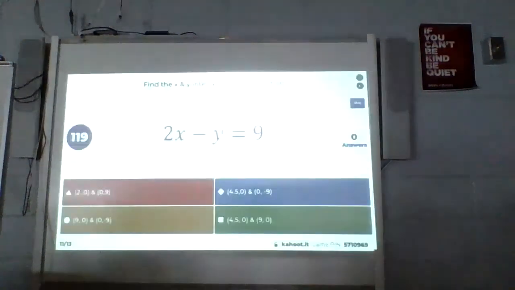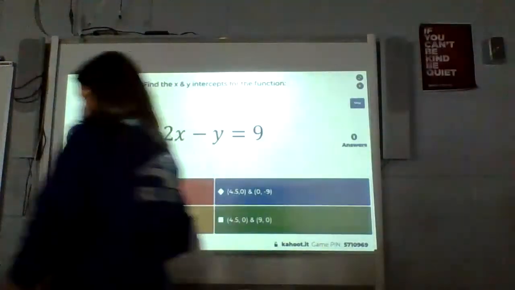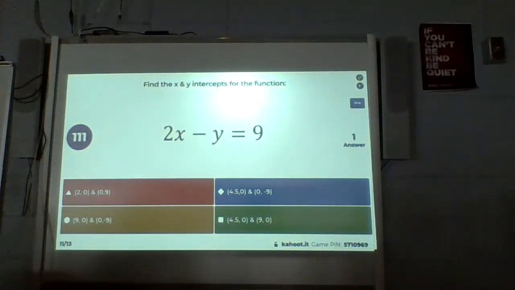Oh, no. They want them both this time. They give you guys 2 minutes, so you have time. Find the x and y intercepts. 2 minutes.